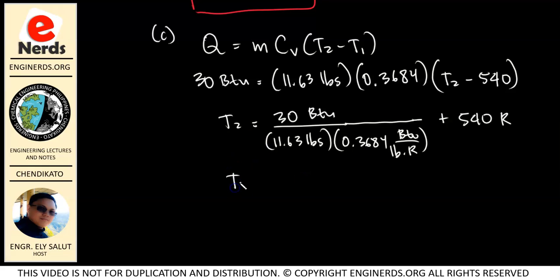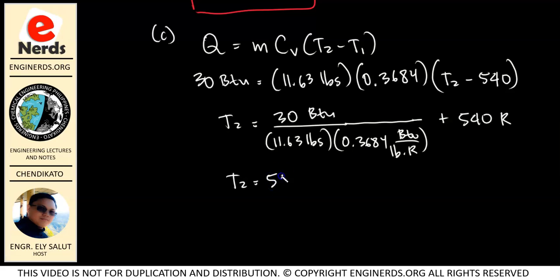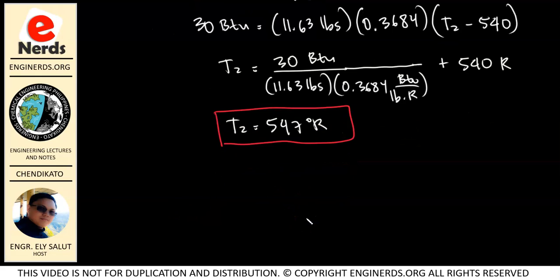So our T2 is equal to, let us use our calculator again: 30 divided by 11.63 divided by 0.3684, plus 540. So our temperature is 547 Rankine. This is our answer for letter C. But we still need to get the pressure. So how do we get the pressure? How do you think we can solve that?